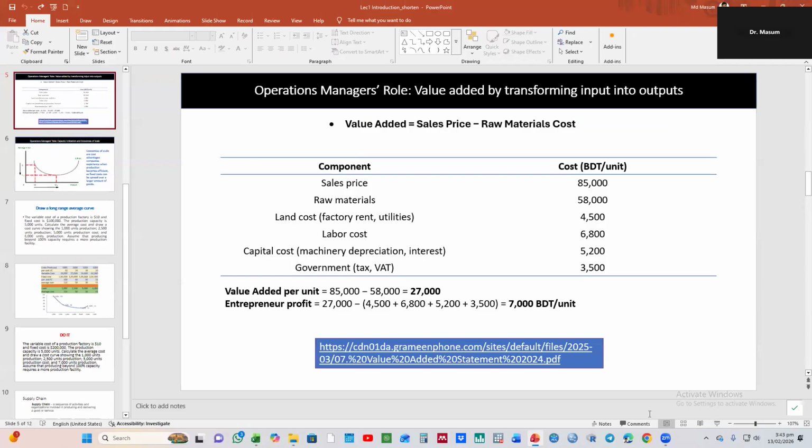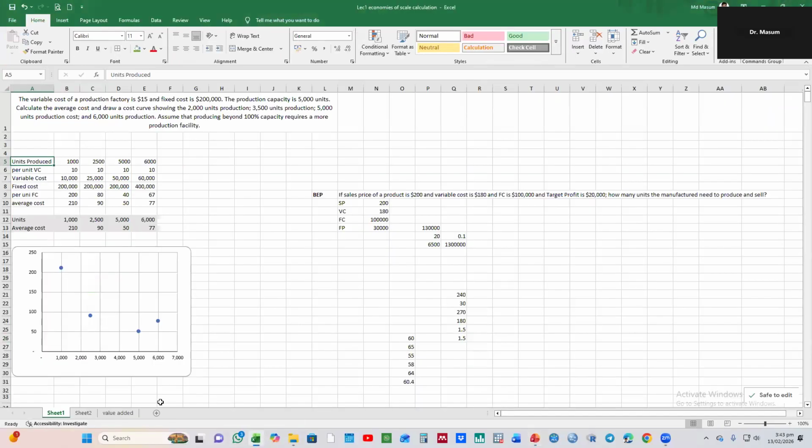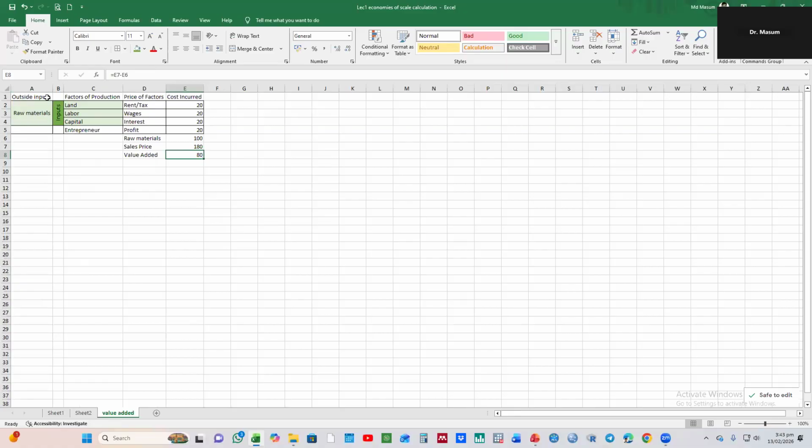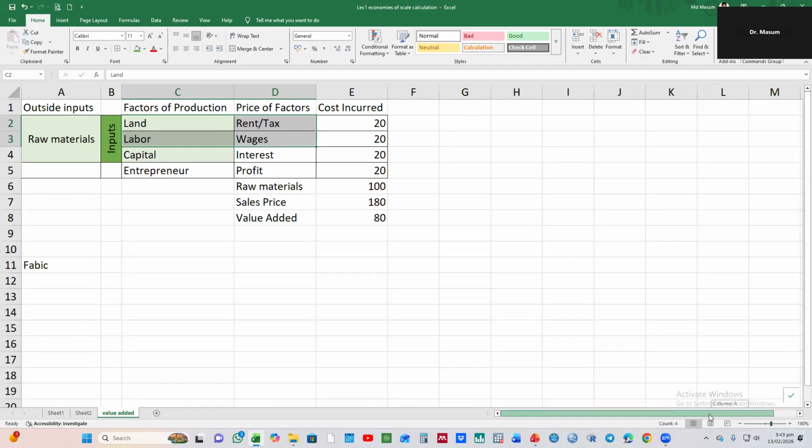Or in another way, if we show you how the operations manager is adding value, the operations manager is buying outside raw materials, for example fabric, as a part of supply chain coordination. Then they use land, labor, and capital, and the price of land, labor, and capital is known as what? The price of land is known as rent. Sometimes we have to pay taxes to the government. That is also rent. These are the prices of the factors: land, rent; labor, wages; capital, interest.